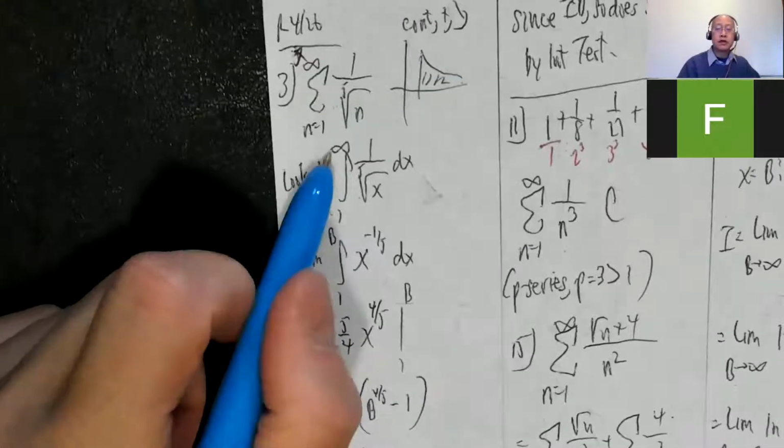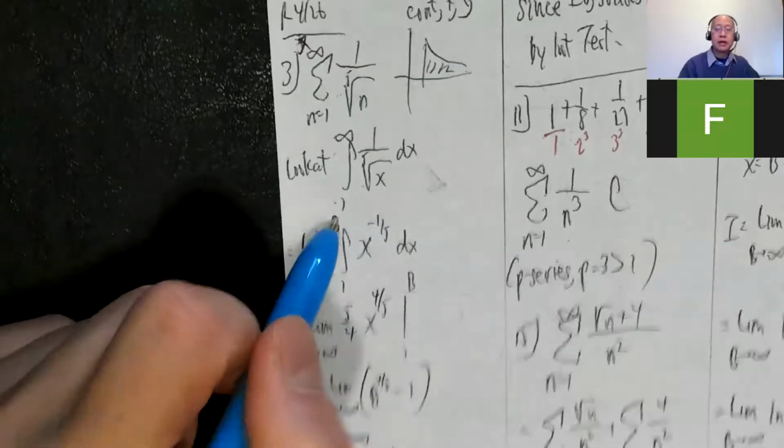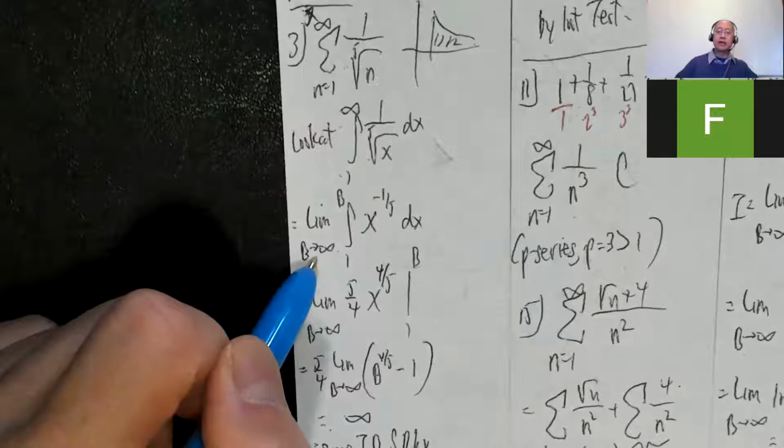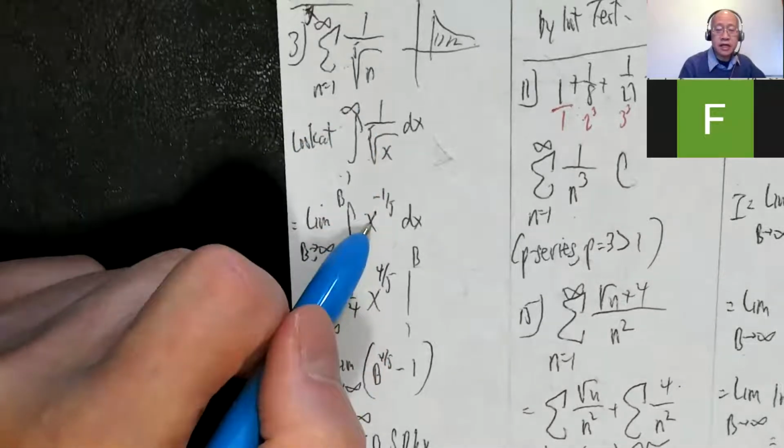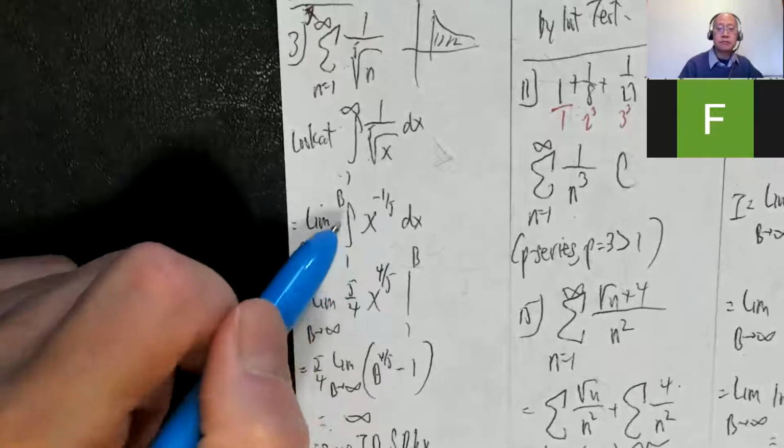Okay, how do I integrate from 1 to infinity? You integrate from 1 to b, and then take the limit as b goes to infinity. Remember, we did that in a previous section. And this can be rewritten as x to the negative 1/5 dx.